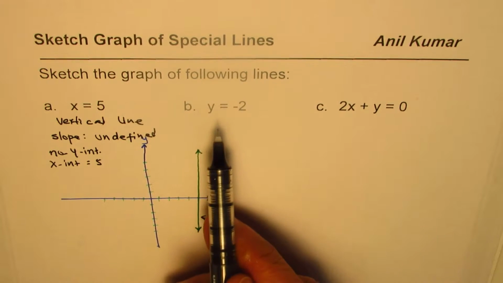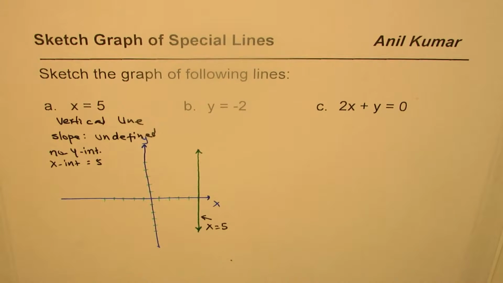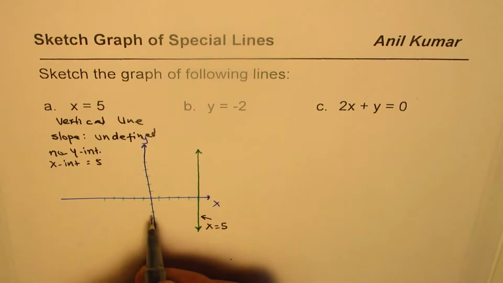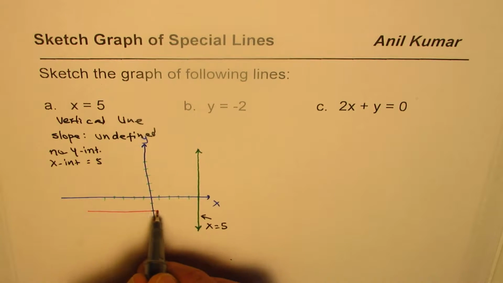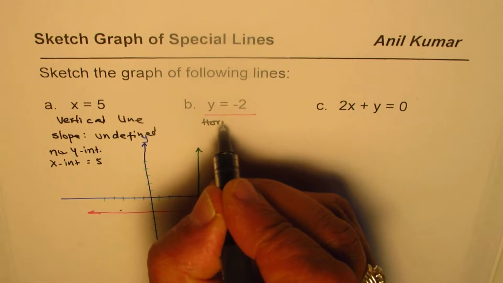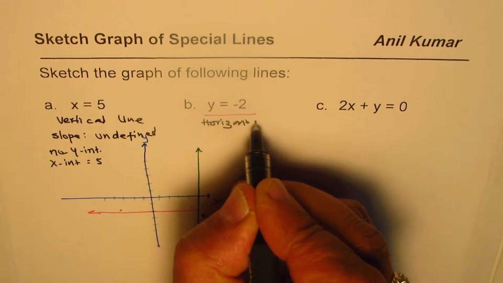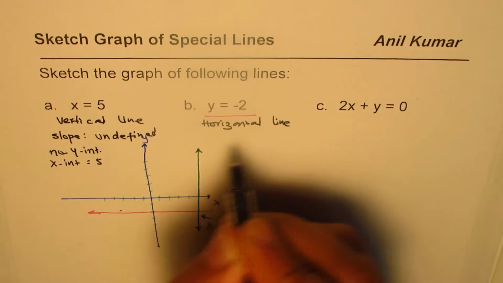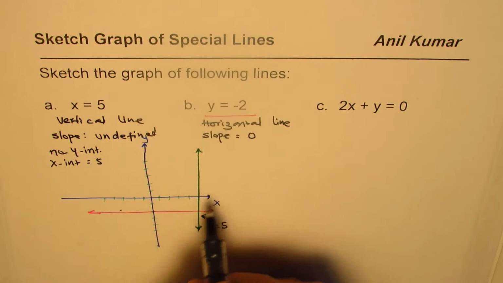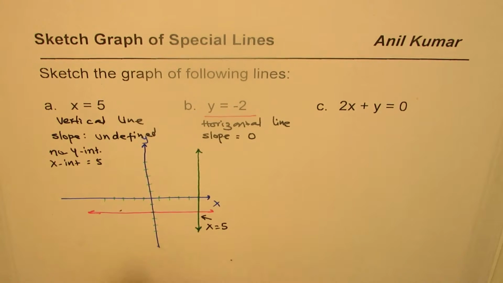Now let's look into the second line, which is y equals to minus 2. I hope you guessed it. Y equals to minus 2 should be a horizontal line where the y value is minus 2, right? So that is y equals to minus 2. So this one is a horizontal line. And what is the slope of this line? Slope is 0, right? So slope is 0, it's horizontal.